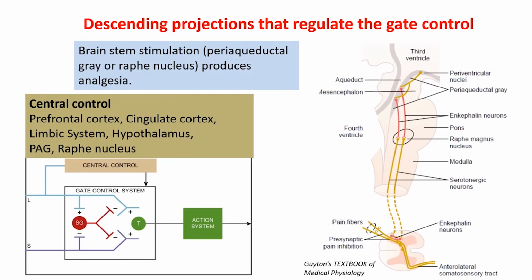In addition to these, I have listed here prefrontal cortex, cingulate cortex, the limbic system, hypothalamus, periaqueductal gray and raphe nucleus. So these are all the projections that regulate the gate control. So I have made it extensive. There is some repetition, but I am giving a different perspective at each level.